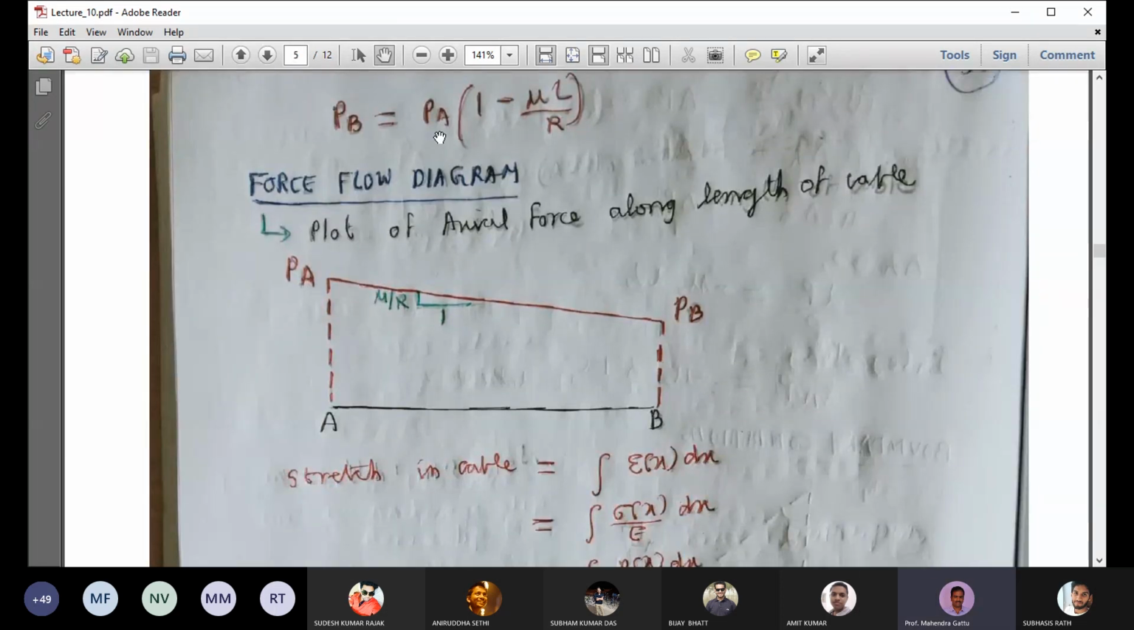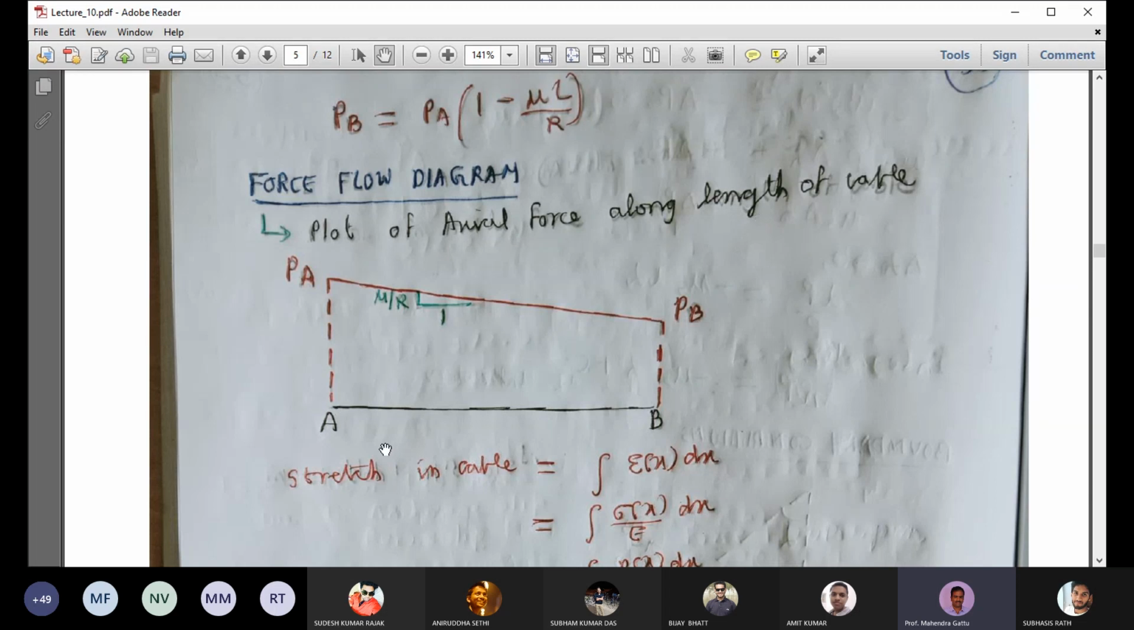So we have Pb is equal to Pa into 1 minus mu l by r. So l by r is alpha, l is the length of the cable, and r is the radius of curvature, and so we get this expression. So we can draw the force flow diagram. What do you say force flow diagram? It is the plot of the axial force along the length of the cable.